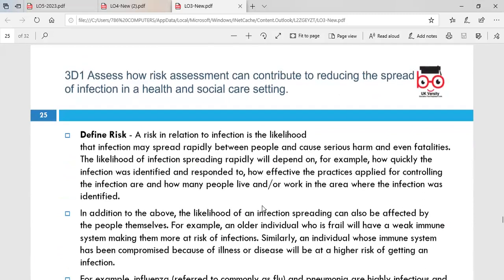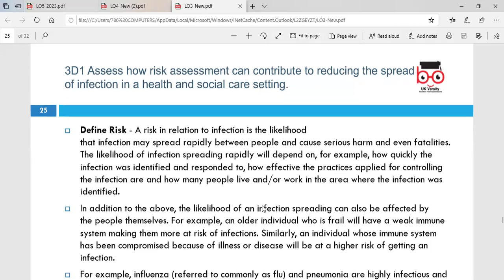Then you assess how risk assessment can contribute to reducing the spread of infection. So you're defining risk. Risk is something that is always there, and it has the potential of becoming out of control. The risk in relation to infection is the likelihood that the infection may spread rapidly from one person to another and cause serious harm and fatalities. The likelihood of infection spreading rapidly depends upon several factors, and if you know those factors, that is how you can deal with them and minimize the infection spread.